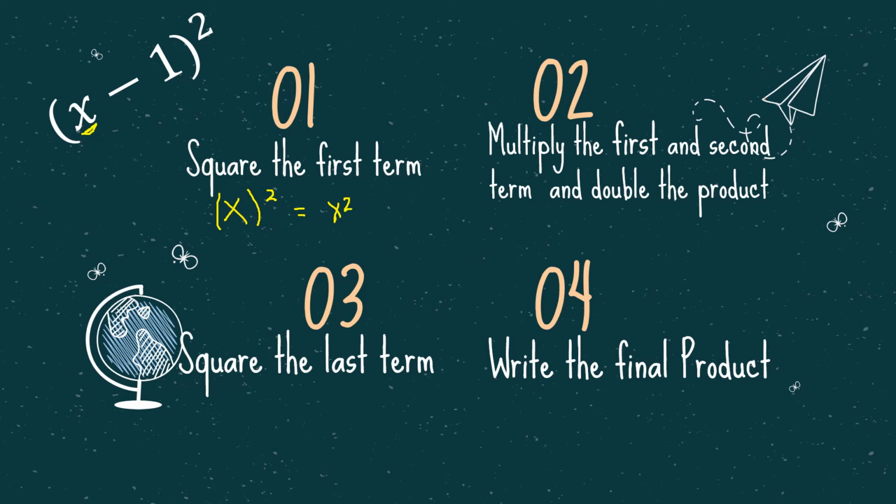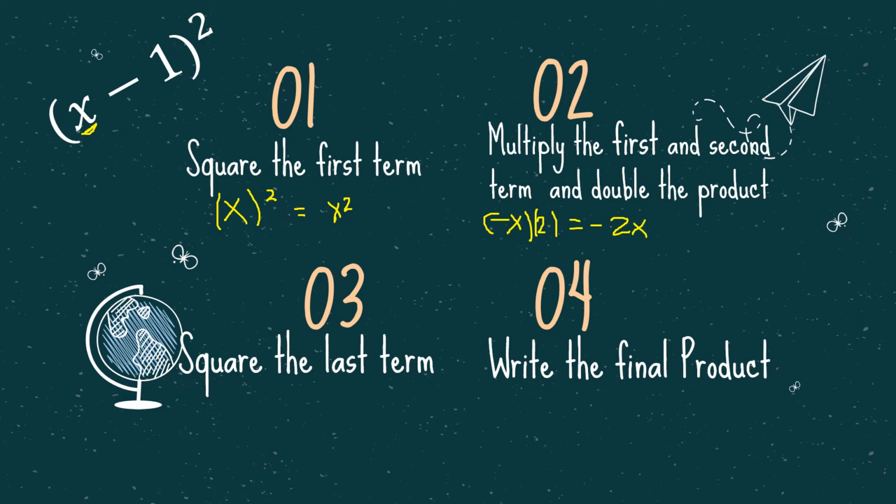Okay, next. Multiply the first and second term. So that is x times negative 1, which is negative x. And then you double the product. Meaning that is negative x times 2, because we are going to double. And that is equal to negative 2x. Okay, next, we are going to square the last term.